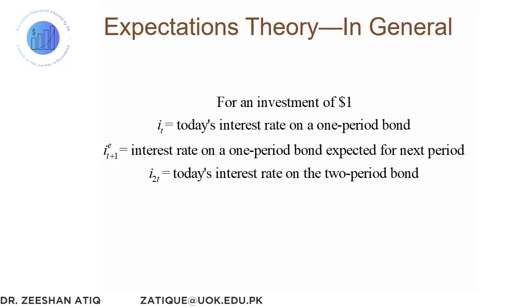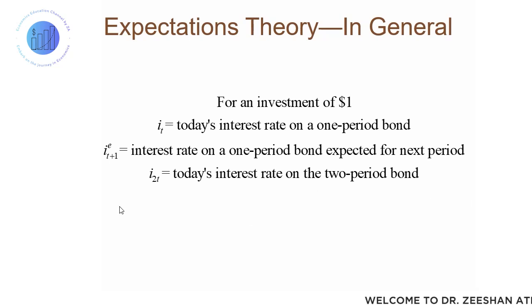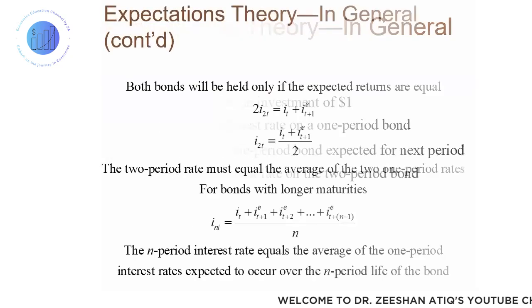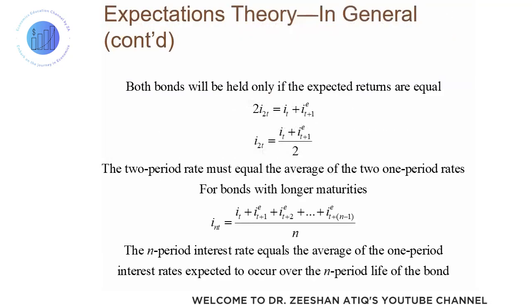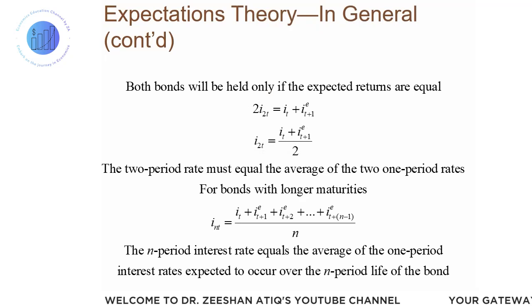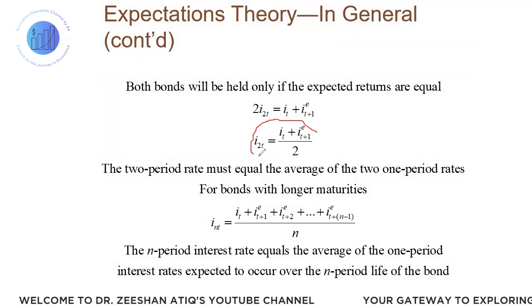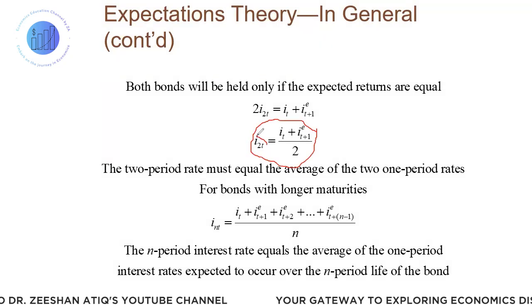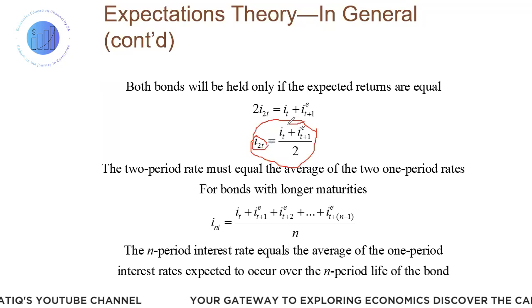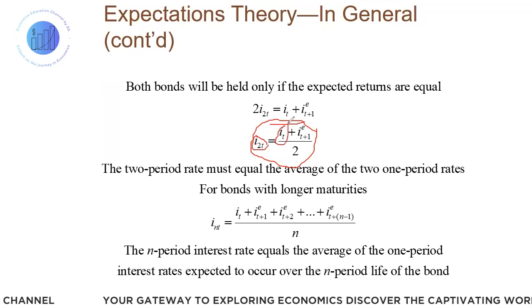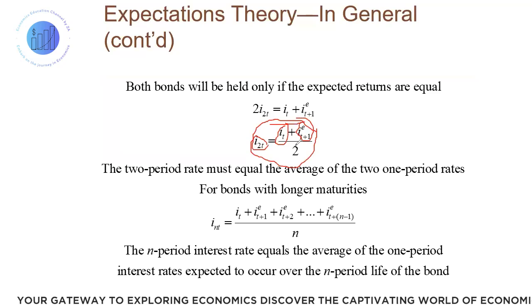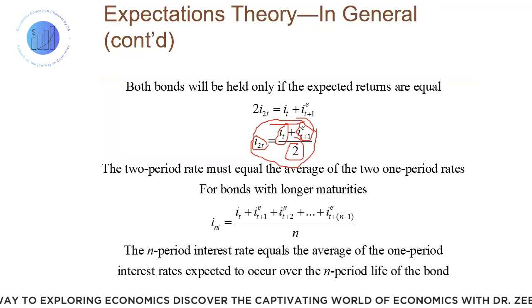Now, technically, this is the formula. Say, for example, for investments of $1, interest rate today is the interest rate on the first period, and interest rate T plus 1 is the interest rate the next year. Okay. So the two-year interest rate is represented as I2T. This formula is of your concern: the average 2-year interest rate will be the average of this year's interest rate, IT, and the expected future T plus 1 interest rate, divided by 2.